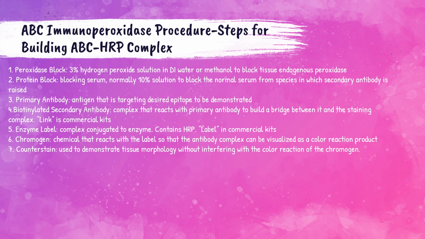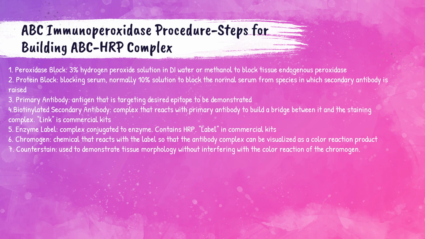To make the peroxidase block, 3% hydrogen peroxide solution in DI water or methanol, and this is used to block tissue endogenous peroxidase. The protein block, so blocking serum, it's normally a 10% solution that is used to block the normal serum from species in which the secondary antibody is raised. Primary antibody, so antigen that is targeting the desired epitope to be demonstrated. The biotinylated secondary antibody, so this is a complex that reacts with the primary antibody to build a bridge between it and the staining complex. This link is in commercial kits.